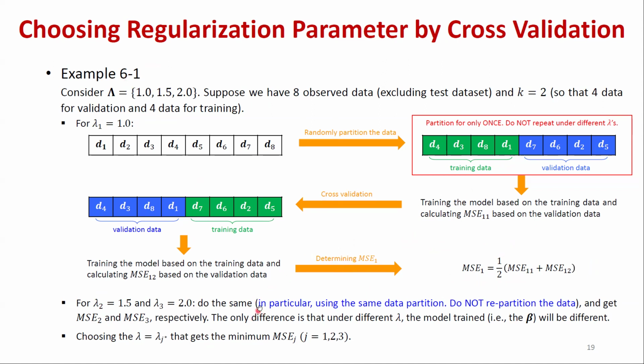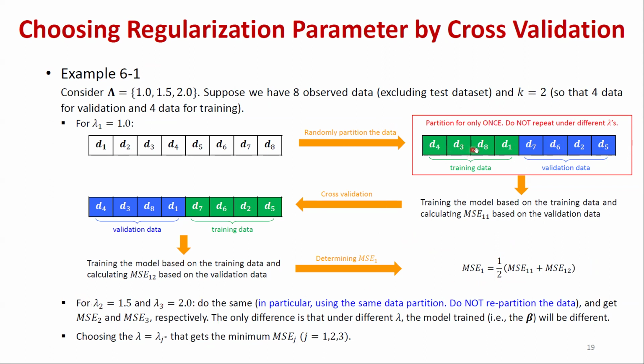One thing I do need to mention: be very, very careful to use the same data partition. You use lambda 1 for this data partition, which is, for example, this order D4, D3, D8, D1, D7, D6, D2, D5, and then first group here, second group here. So for your lambda 2 and lambda 3, you should follow the same order. You should do the same thing. You cannot say, okay, I calculate lambda 2 and use another order.